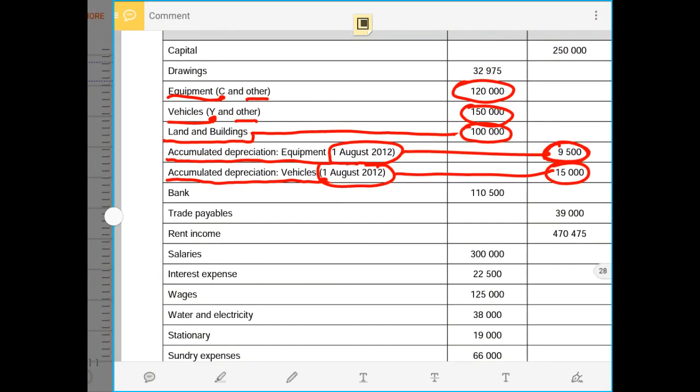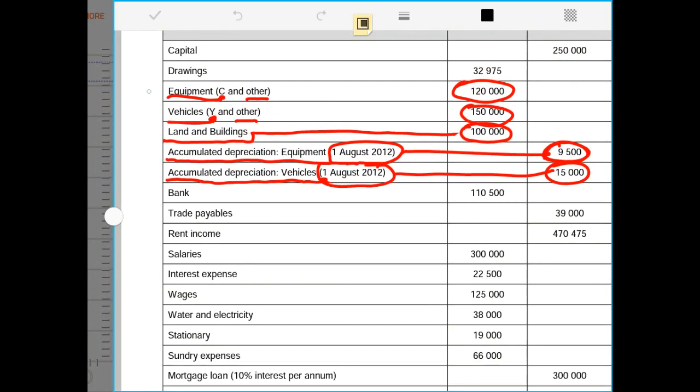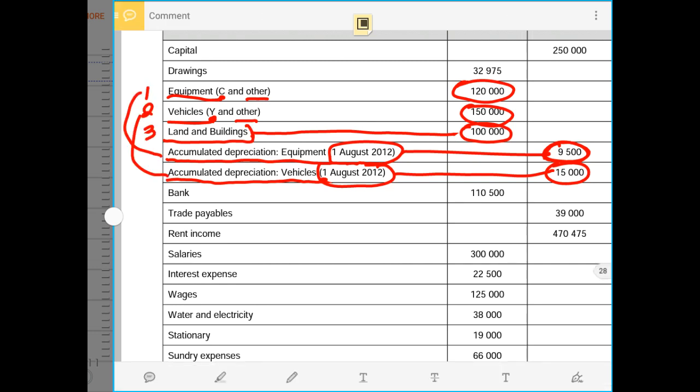If you see here, we have three assets. The first asset is equipment, the second asset is vehicles, the third asset is land and building. For the two assets, equipment and vehicles, there was accumulated depreciation. However, for land and building, we don't have accumulated depreciation. That should indicate that land and building does not depreciate, but we don't know about that as yet. But most of the time, land and building does not depreciate.